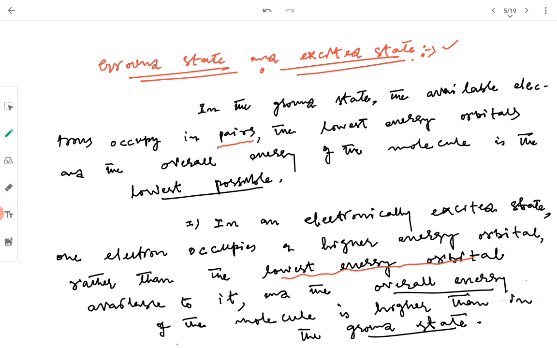Now, two terms we will encounter during the lessons of photochemistry. One is the ground state, and another is the excited state. We'll check them out here. What's the ground state and what's an excited state? You might be aware of these two terms, but we'll deal with them in a different way.